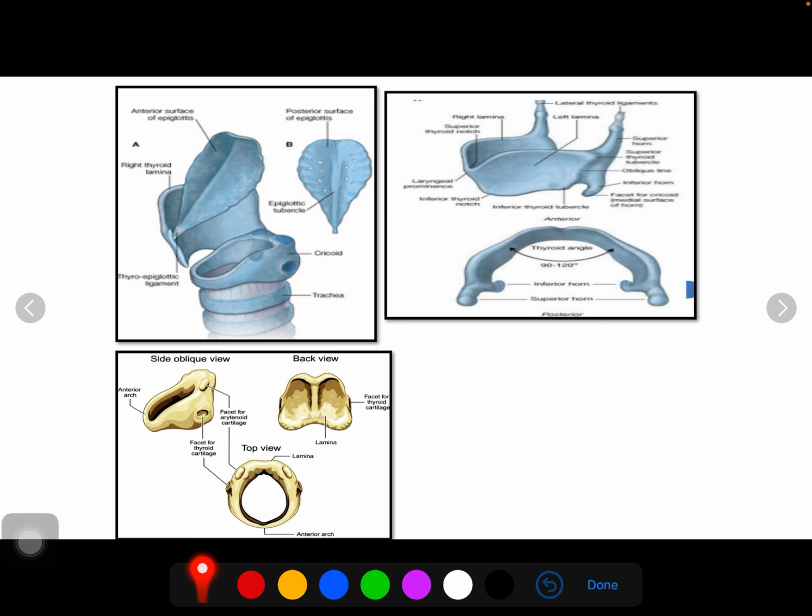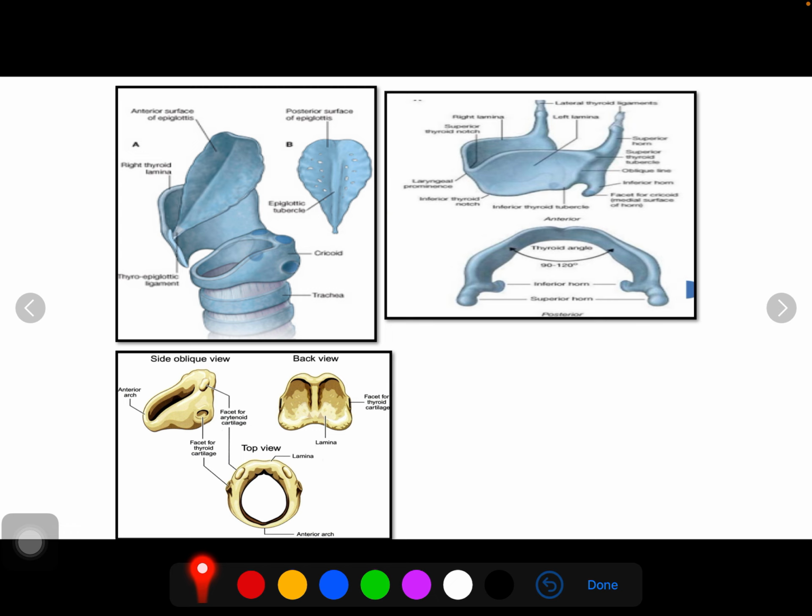The cricoid cartilage is the only cartilage of the larynx that forms a complete ring around the cavity of the larynx. It is considered as the foundation stone of the larynx.